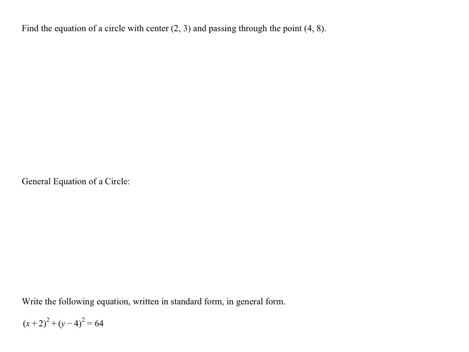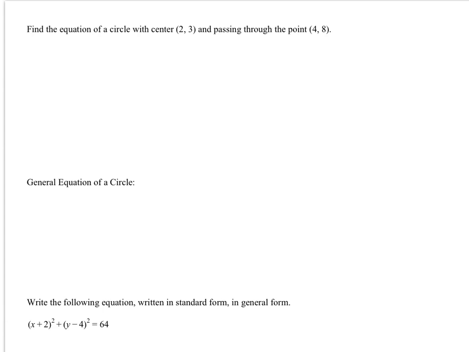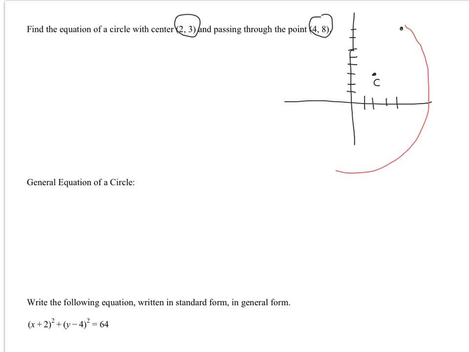All right, let's look at another example. Find the equation of a circle with center (2, 3), and passing through the point (4, 8). If I look at a quick sketch, I have a center of (2, 3) here, but the circle is going to pass through the point (4, 8), which is way up here. I know that because it's a circle, this distance has to be a radius, but I don't know how long that is. So I want to find the distance from the center (2, 3) to this point (4, 8).